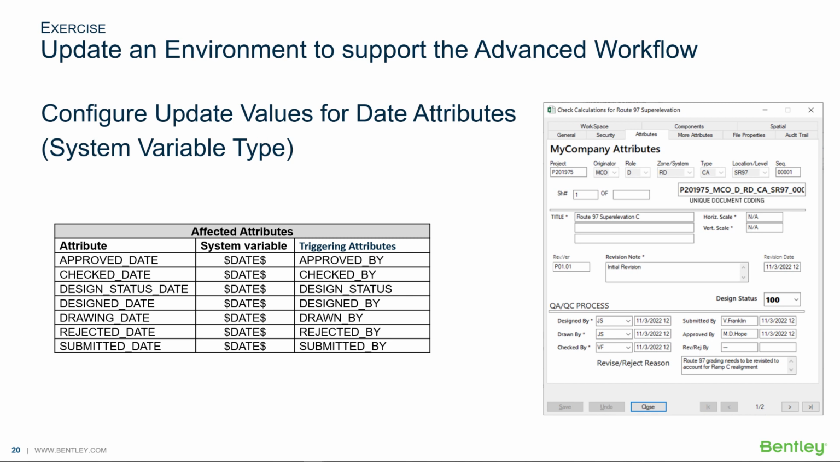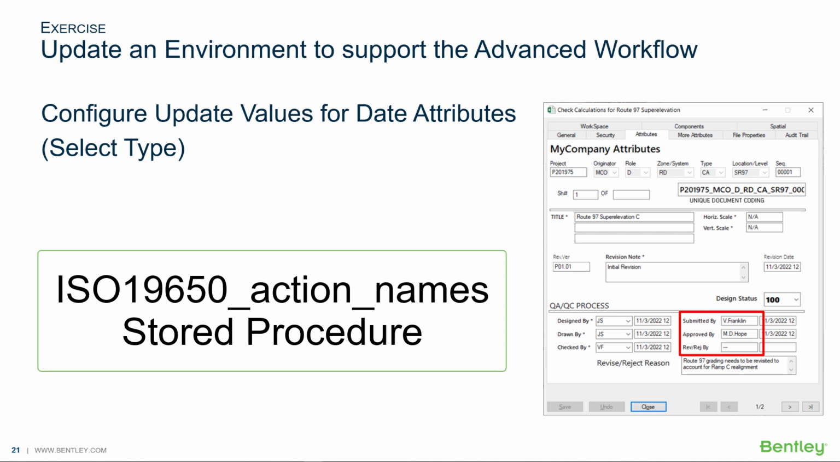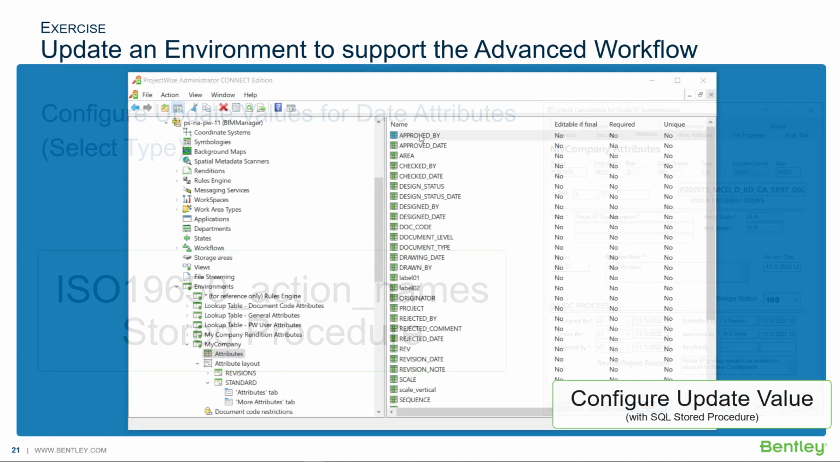Repeat the process for the check date, design status date, design date, drawn date, rejected date, and submitted date attributes with the triggering values denoted in the table. The submitted by, approved by, and revised rejected by attributes will be updated using the ISO 19650 action names stored procedure when triggered by a value change of the related attributes. Let's start by configuring the approved by attribute.